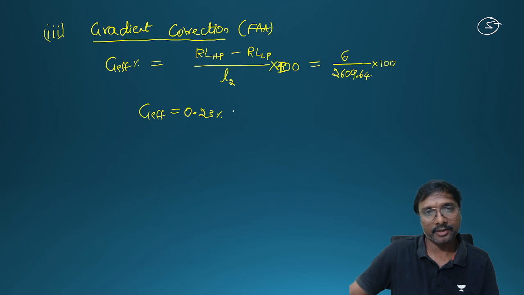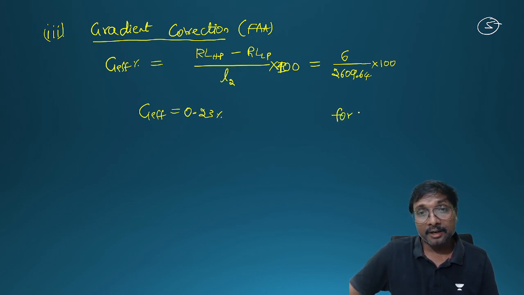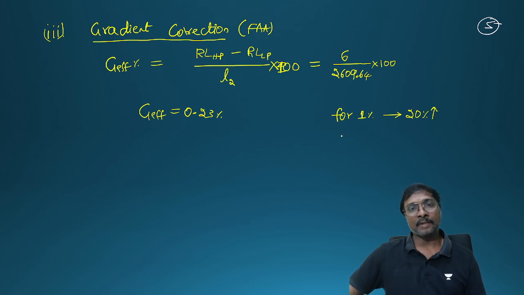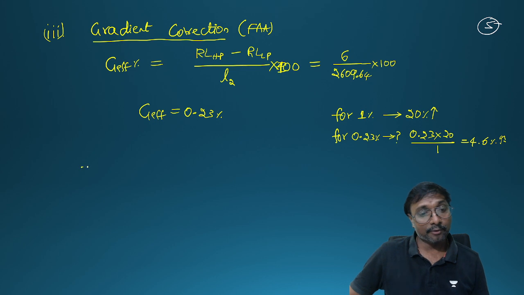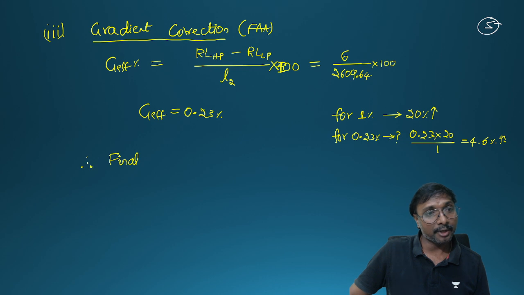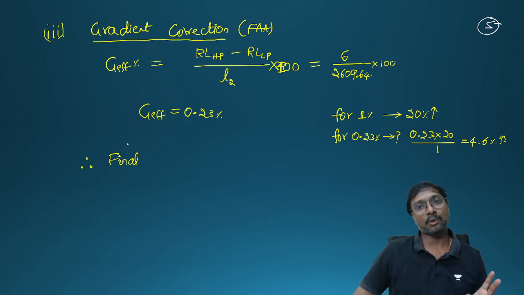How much percentage are you getting for that effective gradient value? 0.23 percent. Now if you remember, for 1% effective gradient, the runway length should be increased by 20%. So for 0.23 percent effective gradient, the percentage increment is 0.23 times 20 divided by 1, which is equal to 4.6 percent increment. So what is the final corrected length? Why are we saying it is the final corrected length? Because beyond this there is no other correction recommended by ICAO and FAA together.